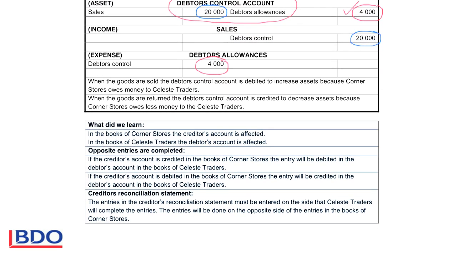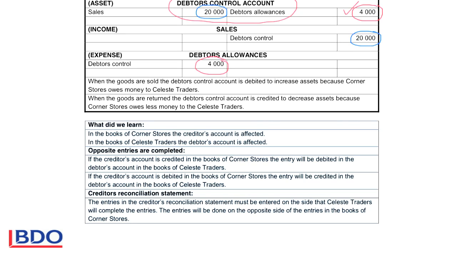What did we learn? In the books of Corner Stores, the creditors control account is affected. In the books of Celeste Traders, the debtors account is affected. We will always have opposite entries, so what you record in Corner Stores on the debit side will be recorded on the credit side of Celeste Traders. And when we do the creditors reconciliation statement, the entries will be recorded as it will be recorded in the books of Celeste Traders. So that means that the entries will always be on the opposite side of what it will be in the books of Corner Stores.